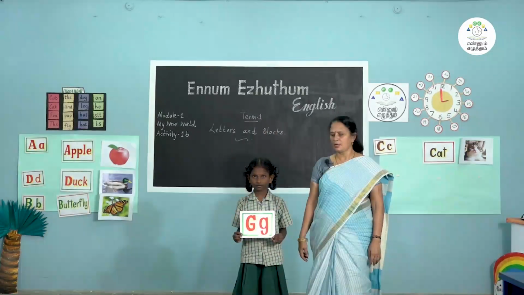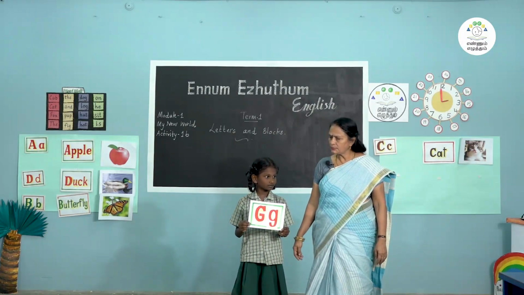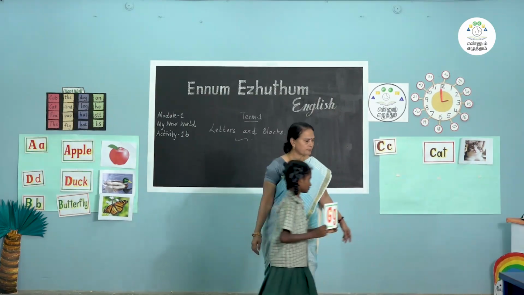Stop. What letter have you? G. G. Say it loud. G. All of you together once more. G. Okay. Now go and fix it.